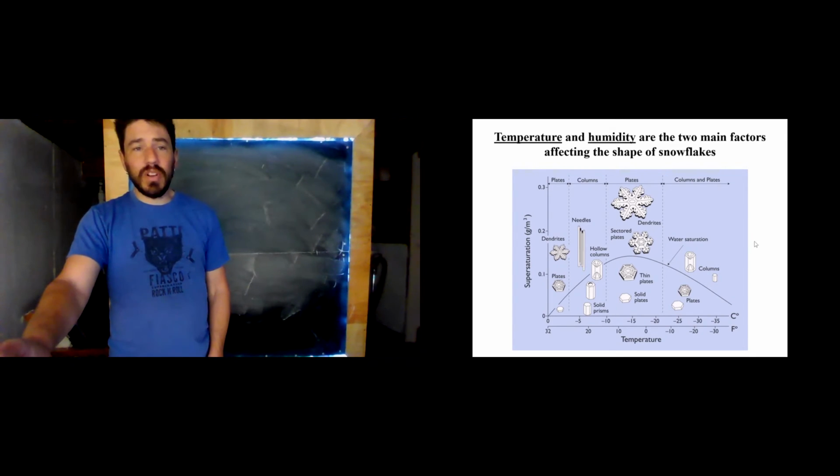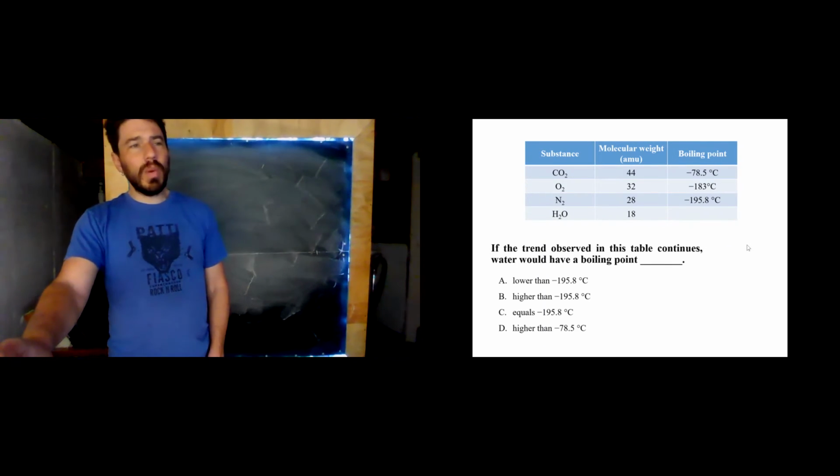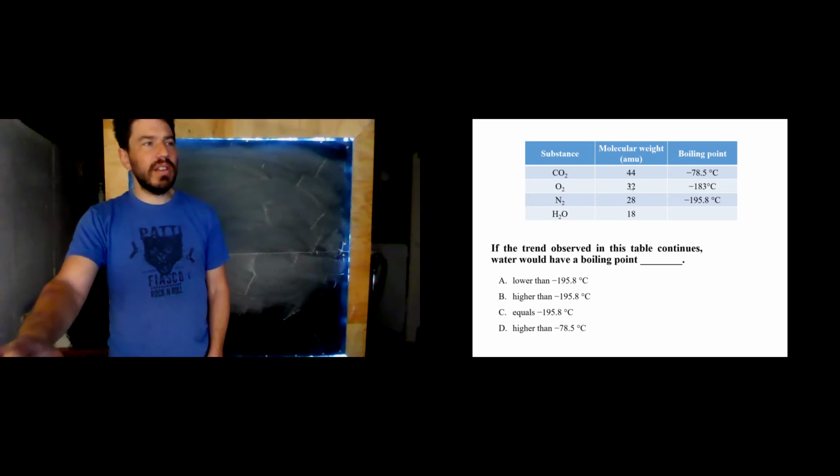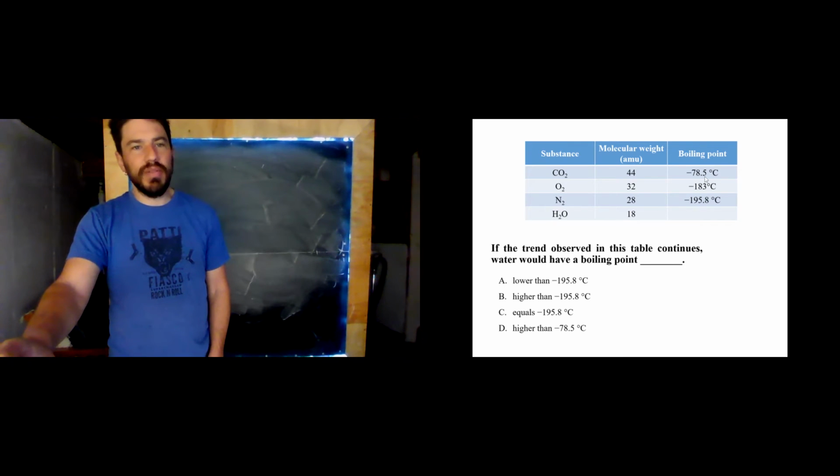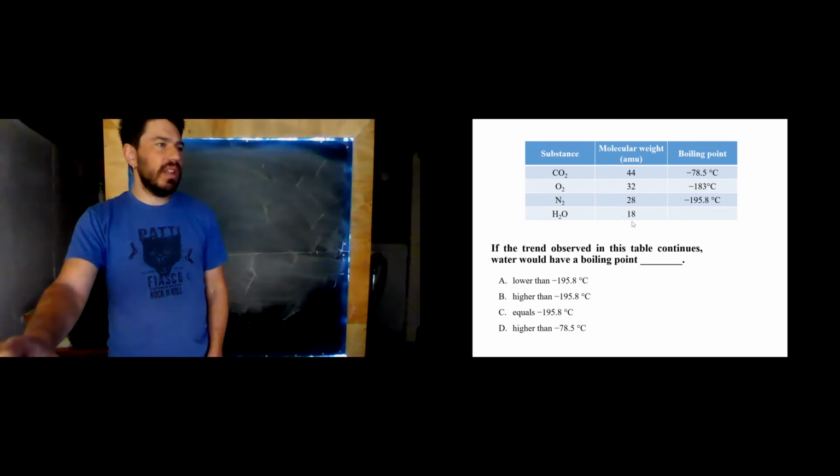Another interesting phenomenon related to water is its boiling point. Most of us know what the boiling temperature of water is. This question is a big if. Let's look at this table here. We see CO2, it's got a molecular weight of 44, its boiling point is -78.5. O2 has a molecular weight of 32, and a boiling temperature that's quite a bit colder, right? And N2 has a slightly lower molecular weight and a lower boiling point. So here's the molecular weight going to 18. What do we expect to be here?